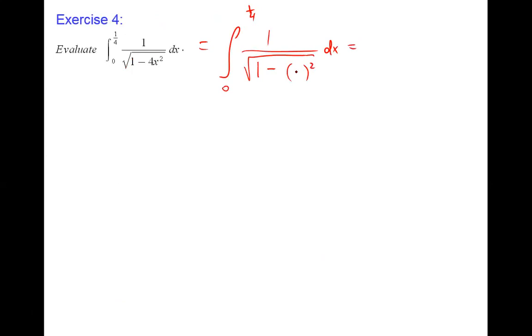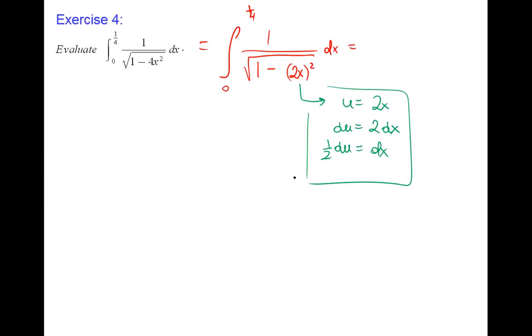It's 2x, really good. Because looking at 4x squared, it's not the whole quantity squared. This is the whole quantity squared. That means it looks like I have to use u substitution. u will be 2x, du will be 2 dx. I can solve for dx, and this is 1/2 du is dx. Let's rewrite our integral in terms of u: 1 minus u squared, and dx is 1/2 du.